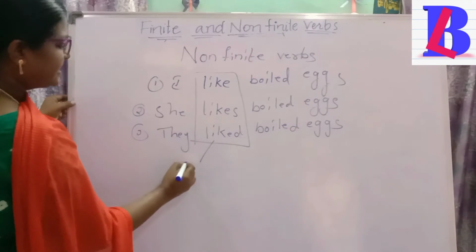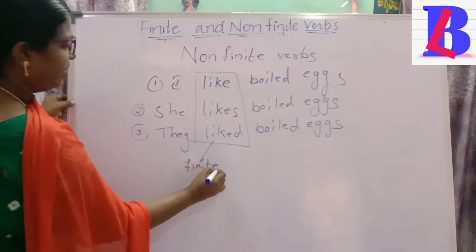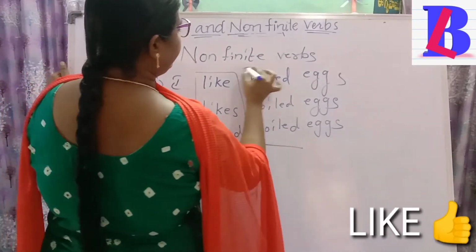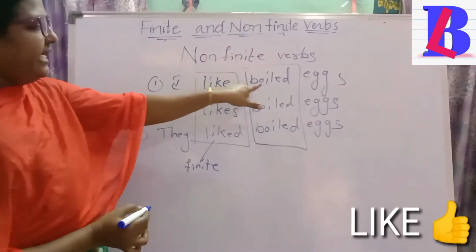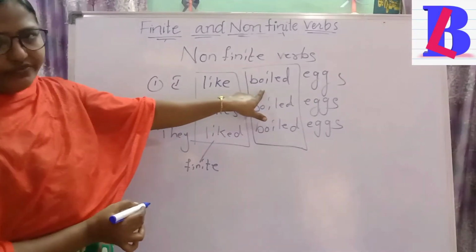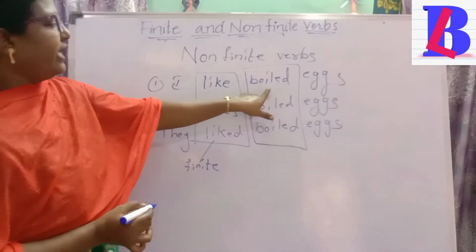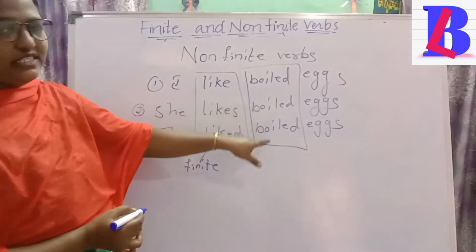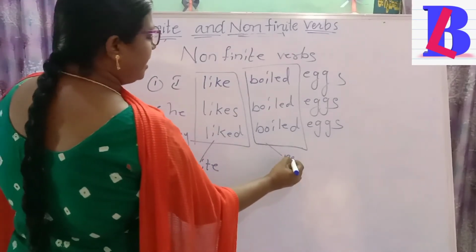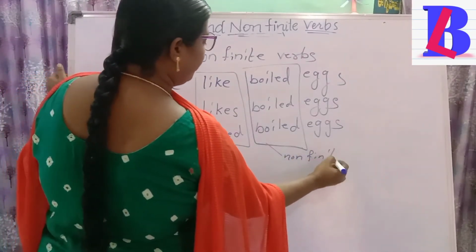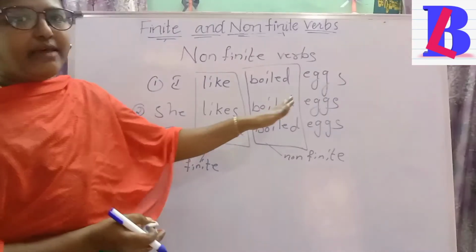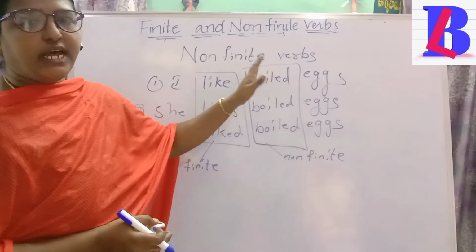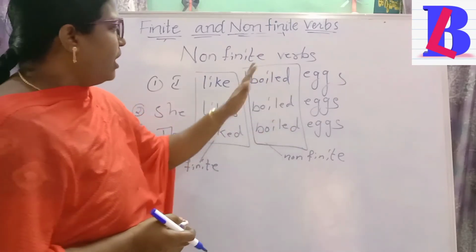So here this comes under finite verb, whereas when you see here boiled, it remains the same. Boiled remains the same. This did not change in any of these three sentences. So it is a non-finite verb. A non-finite verb remains the same. Non-finite verbs do not change with the person, tense and number.